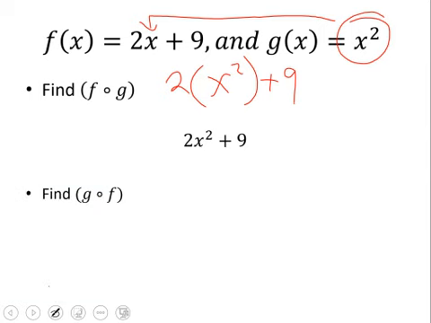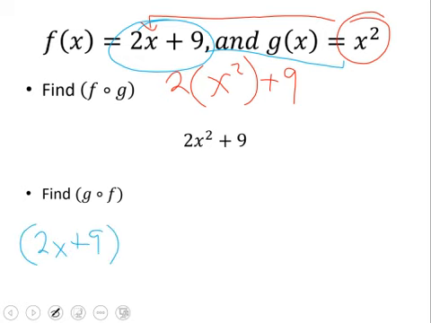Okay, so with g of f, you're going to be taking the f function and plugging it into the g. So that means you're going to go 2x plus 9, and then you are squaring it. Then you can multiply that out, which ends up getting you 4x squared plus 36x plus 81.